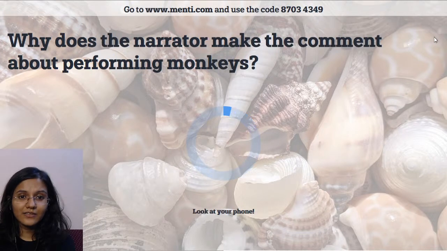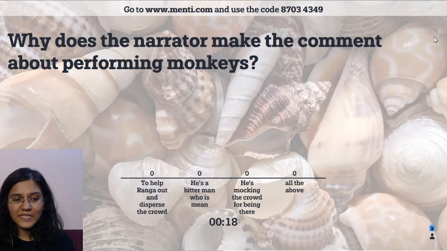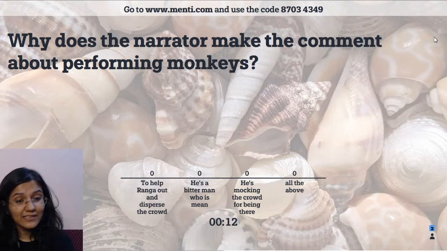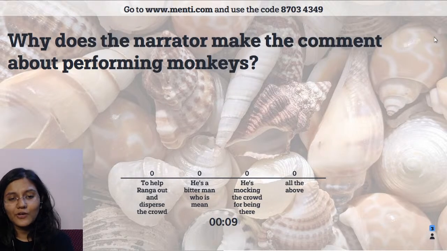Why does the narrator make the comment about performing monkeys? Is he just mean? Is he trying to disperse the crowd? Because, you know, he knows that Ranga probably will have to come out and deal with them, and he sides with Ranga. Or is he mocking the crowd for being there? Or is it really all of it?